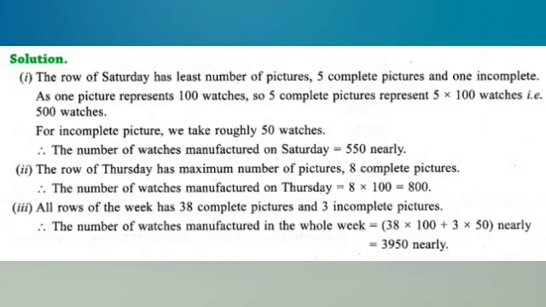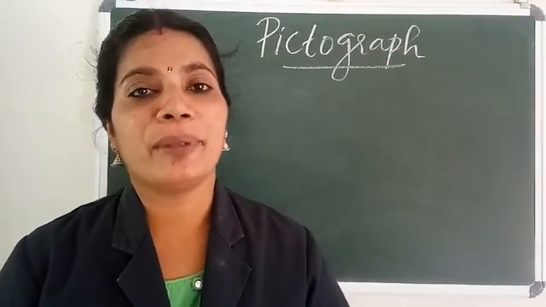Third question. Find the approximate number of wristwatches manufactured in the particular week. All rows of the week have 38 complete pictures and 3 incomplete pictures. Therefore, the number of watches manufactured in the whole week is equal to 38 into 100 plus 3 into 50. Therefore, total 3950. Clear?